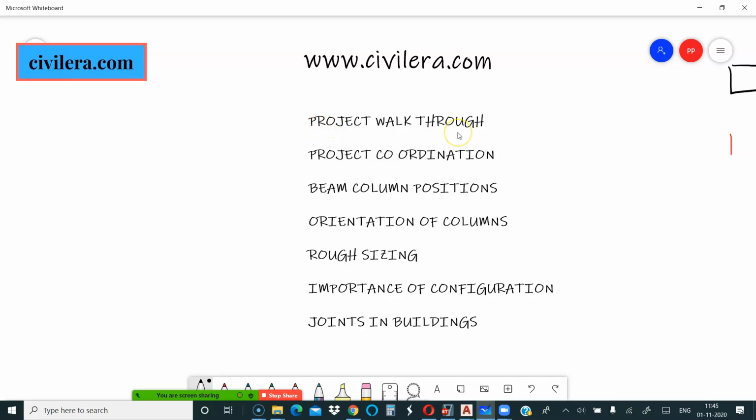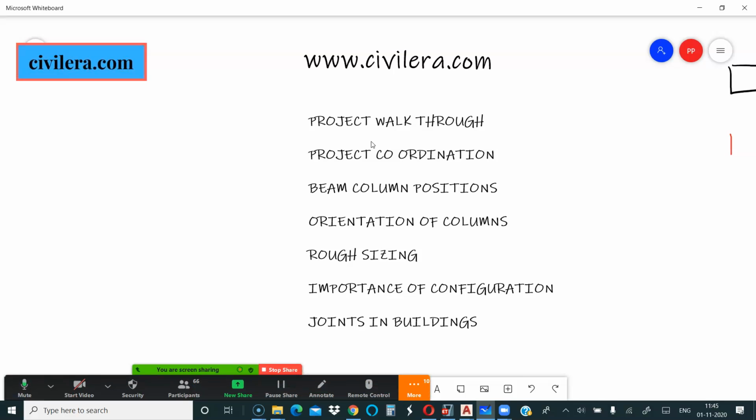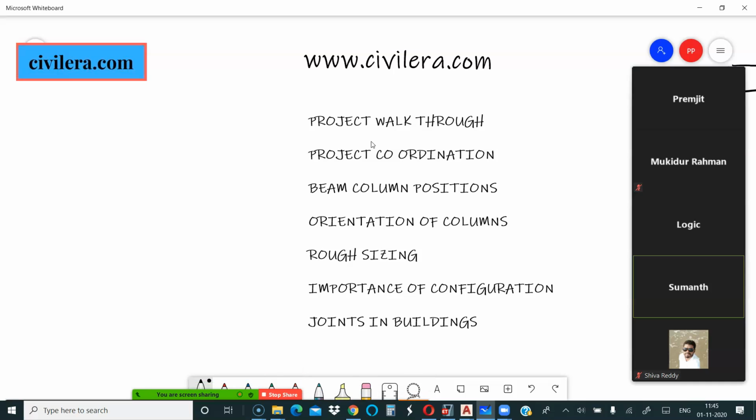I took you through one project, then coordination. If you are early in the project, you will be able to communicate with the client and the architect on your requirement, on the orientation and things like that. Again, load calculations, as I said, is very important. So if you don't have an understanding of the loading, if something is not being finalized by the architect, you say that this is very much important for you.